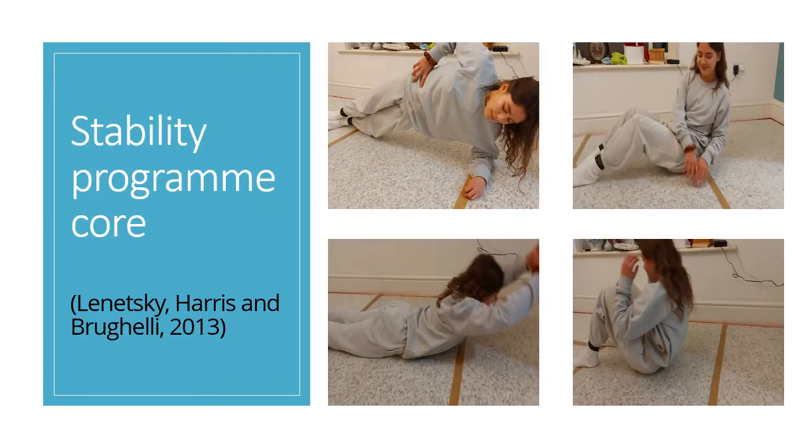Lenetsky, Harris and Brughelli recognised the importance of core strength in boxing with focus on lumbar stability, as this enforces the transmission of ground reaction force through the lower body into the upper body and making contact with the opponent. They also state that rotation of the trunk is one of the 3 most important contributing factors to punching force. Each exercise should be done for 8 to 10 repetitions of 3 sets.